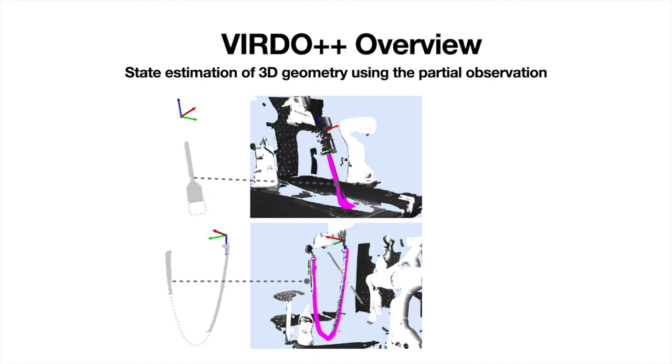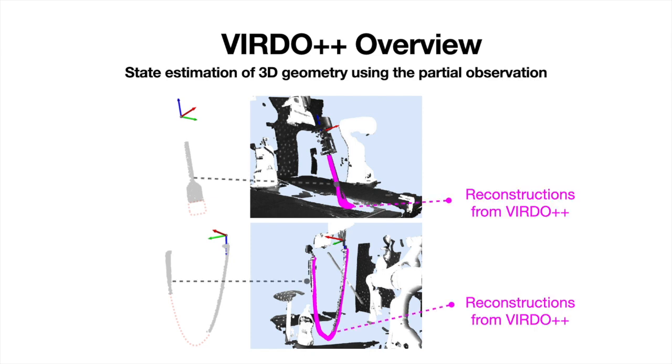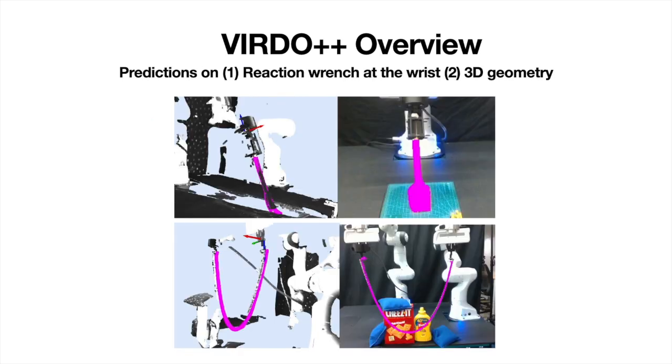Using VIRDO++, we can perform state estimation in a fast and highly accurate manner using the partial information. Given the desired action, which is a Cartesian displacement of the end effector, our model can predict the reaction wrench at the next time step. Then, the model predicts 3D geometry conditioned on the wrench prediction. Here, we visualize the predicted geometries overlaid with the ground truth 3D and 2D images.